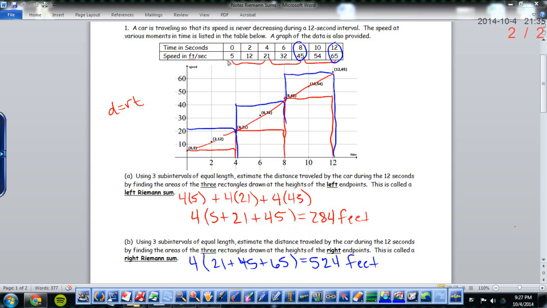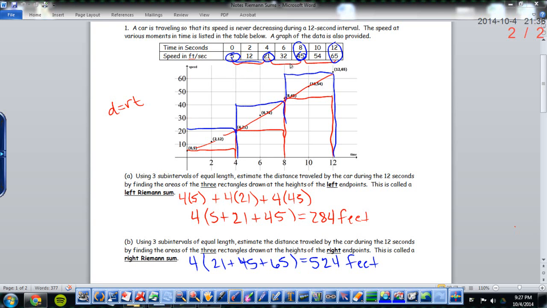A lot of times you will just be given a table of values and not the graph. I wanted to provide the graph for you on this first example just so you can visualize what's going on. But I want you to look back at the left Riemann sum. Notice that on our intervals, for the left Riemann sum, we just took the data points on the left side of each of the intervals, the 5, the 21, and the 45. And then when we did the right Riemann sum, we took the data points on the right of each of the intervals.